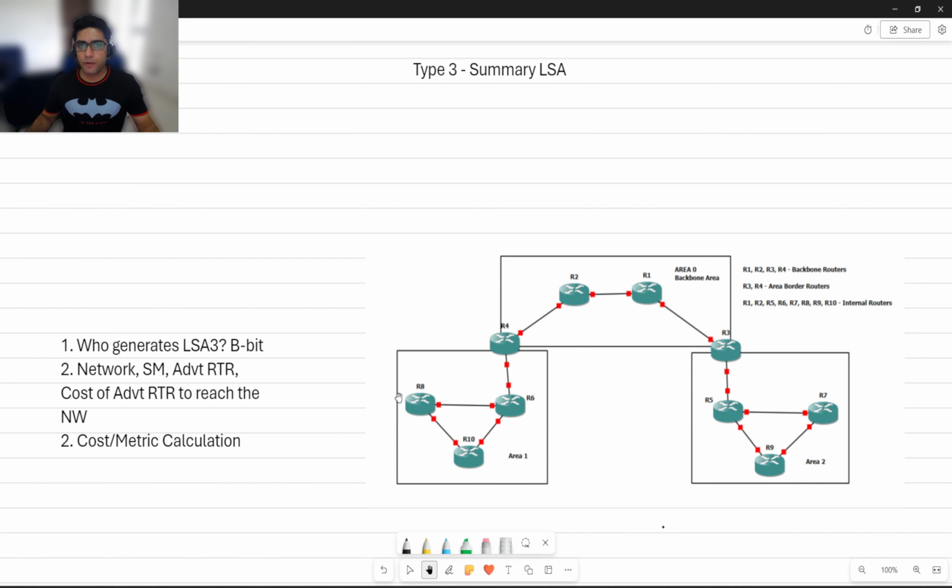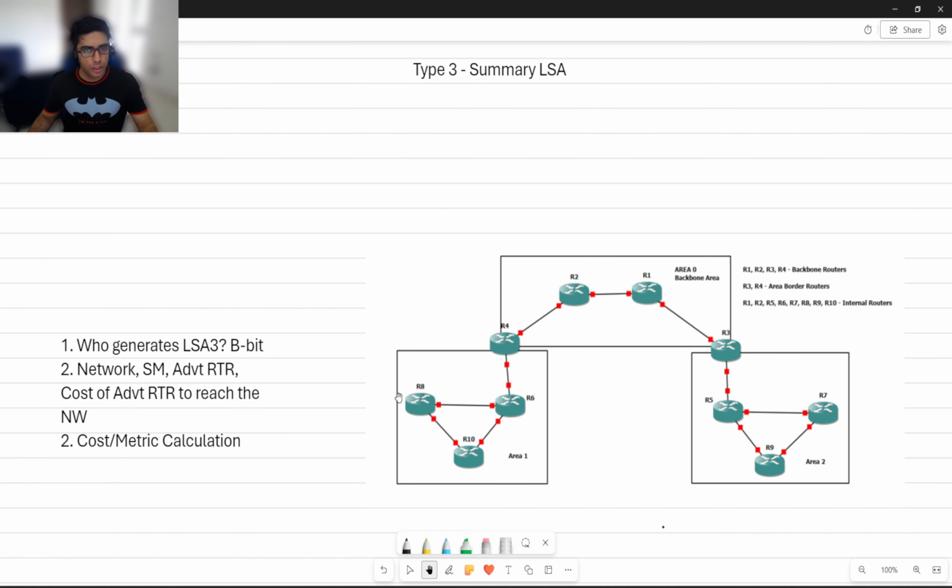And we also saw that when a particular router becomes an ABR, it generates a type 1 LSA as well, where it sets the B bit, meaning the boundary bit, saying that I have become the area border router. Now to reach any other router in another area, send your data to me. I will help you reach the other router. This is what the B bit means.